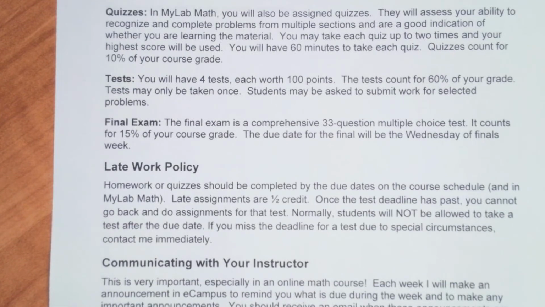Homework or quizzes should be completed by the due dates on the course schedule and in my math lab. Late assignments are 1/2 credit. Once the test deadline has passed, you cannot go back and do assignments for that test. So you have your due dates. The homework should be done by those due dates. But if you do them late, up till the day of the test, you can still get 1/2 credit.